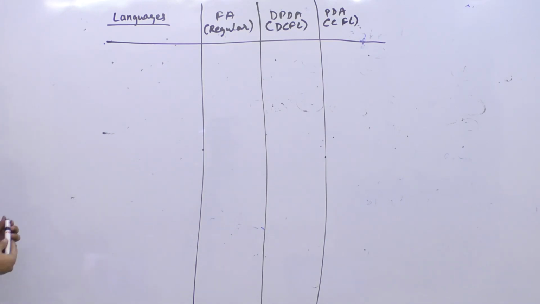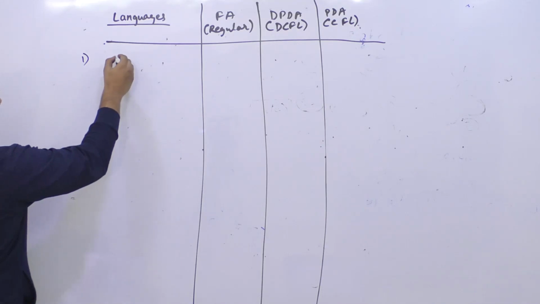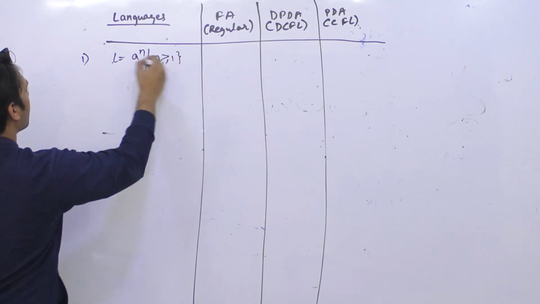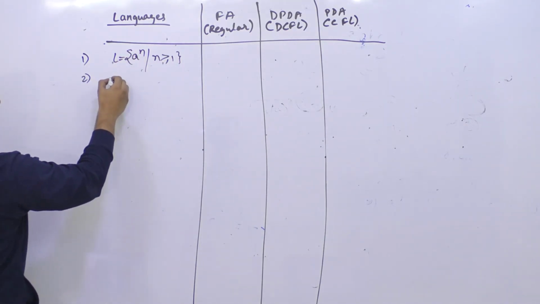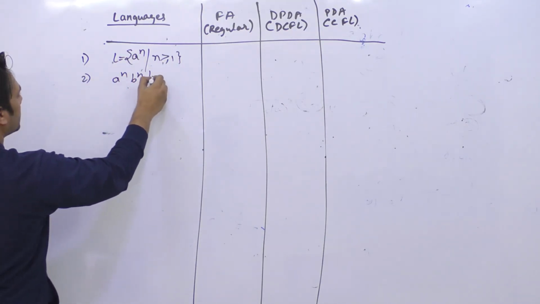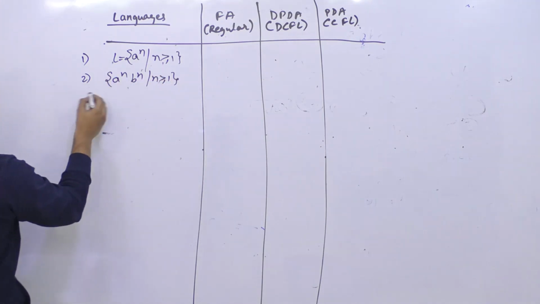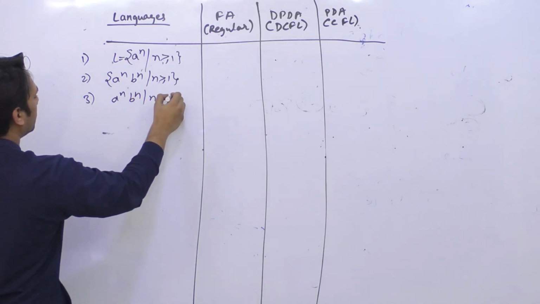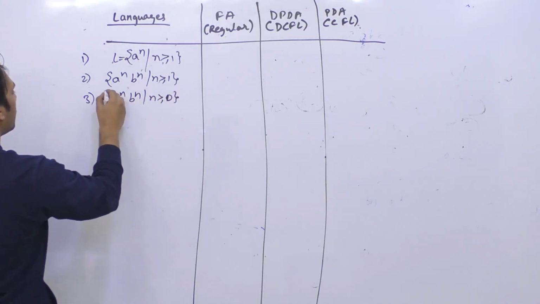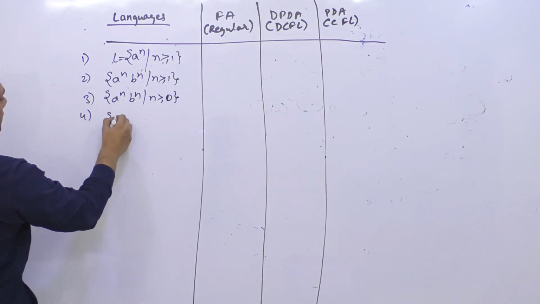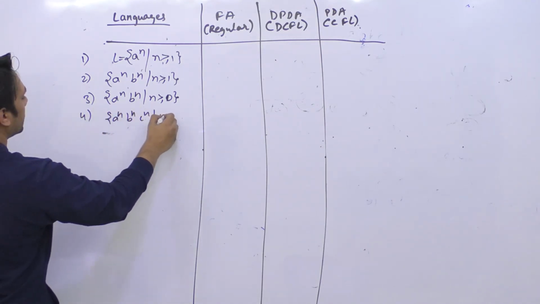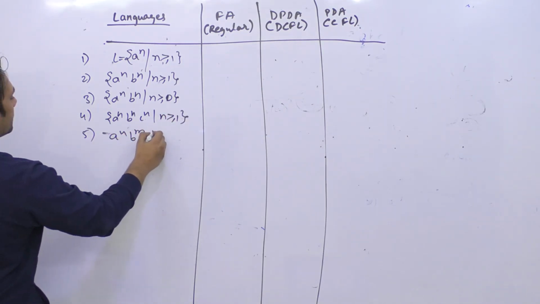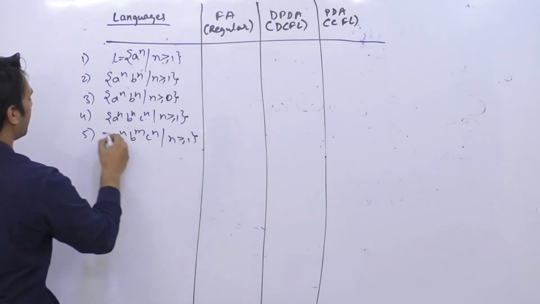Okay, so let us take the first language here. The first language is a raised to power n such that n is greater than or equal to 1. The second language is a raised to power n b raised to power n such that n is greater than or equal to 1. The third language is a raised to power n b raised to power n such that n is greater than or equal to 0. The fourth language is a raised to power n, b raised to power n, c raised to power n such that n is greater than or equal to 1. The fifth language is a raised to power n, b raised to power m, c raised to power n such that n is greater than or equal to 1.